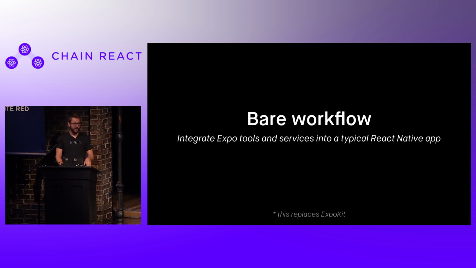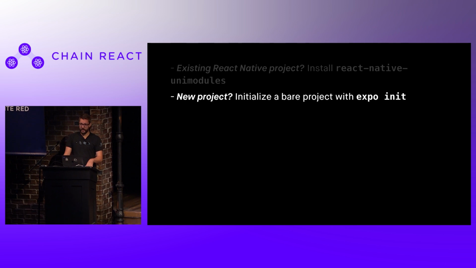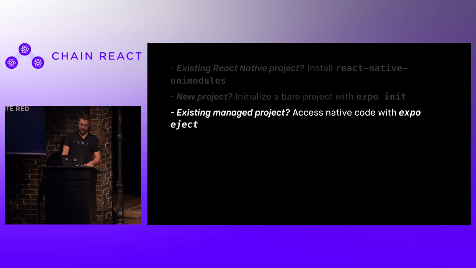So that's kind of the perfect segue to the bare workflow. The bare workflow is just how we think about using Expo tools and services in a typical React Native app. So what probably a lot of people here are doing, but with some Expo stuff being used alongside it. If you have an existing React Native project, you can just install React Native unimodules, or you can initialize a bare project with Expo init. If you have an existing managed project, you can eject to a bare project starting from the next release, which is SDK 34, coming sometime week-ish or so.